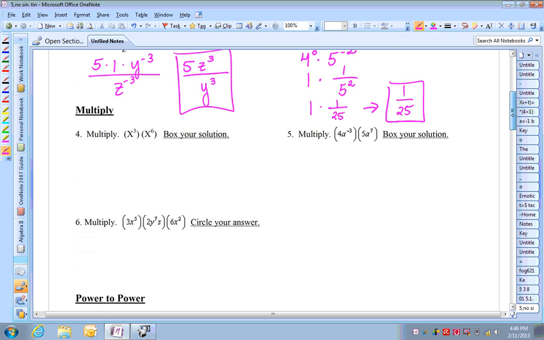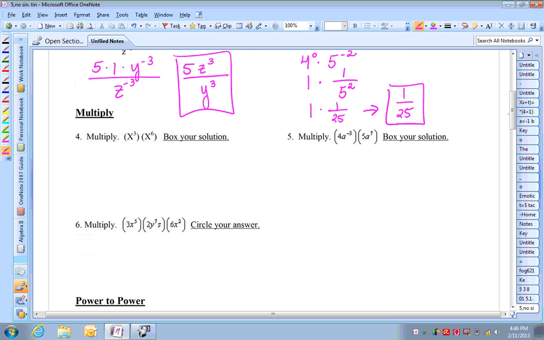All right, next section, we are multiplying. And remember, when you multiply the same base, you add the exponents. So on problem 4, we are multiplying x cubed times x to the 6th, and we have the same base of x, so we are going to add our exponents. So we'll add 3 and 6, and this becomes x to the 9th.